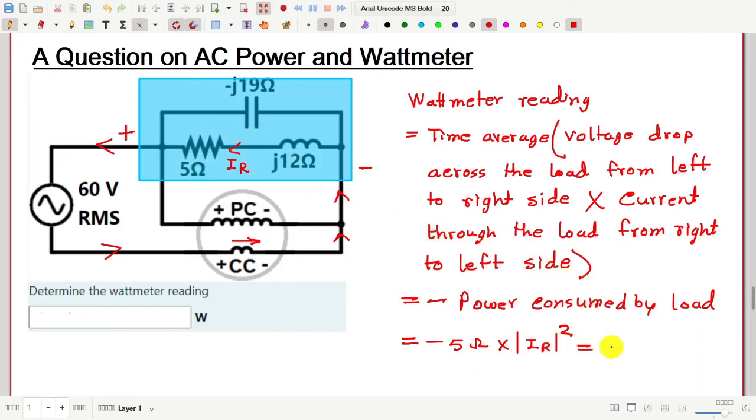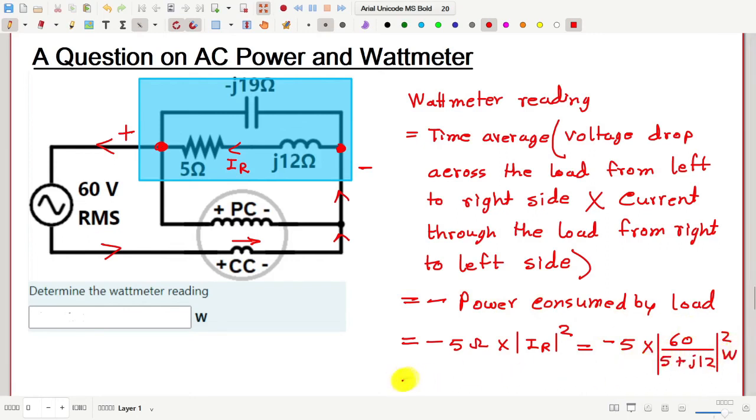Now this will be equal to minus 5 into how much is IR, current through the resistor. The voltage from here to here is 60 volt RMS, so 60 divided by 5 plus J12, okay, and if we take the square of the magnitude of this, that will give this quantity, the power consumed by the load in watt.